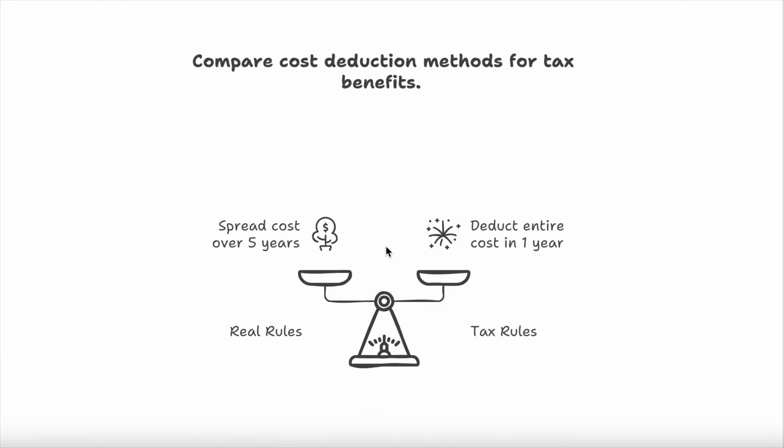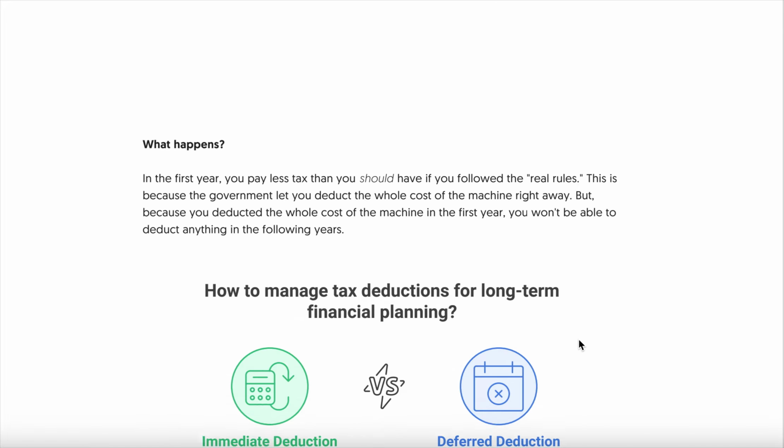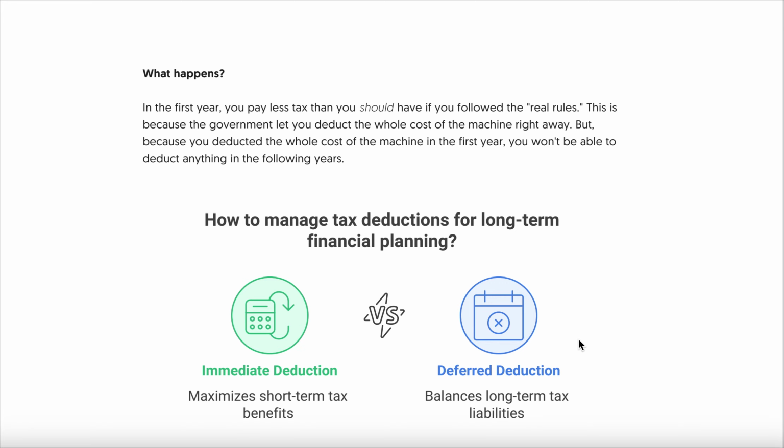So compare cost reduction methods for tax benefits. As you can see, spread the cost over 5 years, or deduct all of it in 1 year. So these are your real rules or accounting rules. These are your tax rules. So what happens? Now in the first year, you pay less tax than you should have if you followed the real rules. This is because the government let you deduct the whole cost of the machine right away, which, as you must have seen in your previous subjects, is called capital allowances.